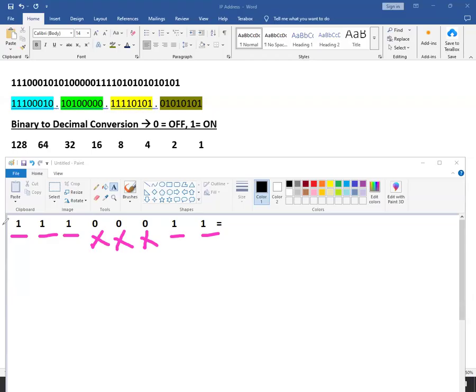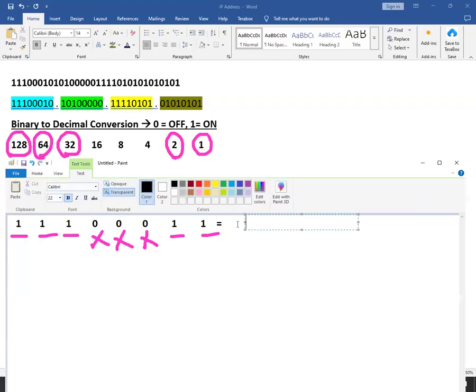Now you know what we have to do, friends. What is this bit value here? 128. What is this bit value here? 64. What is this bit value here? 32. What is this bit value here? 2. And this one is 1. So I'm just trying to add the bit values here. Now I need to say 128 plus 64 plus 32 plus 2 plus 1. So 128 plus 64 is 192. 192 plus 32 will be 224. 224 plus 2 will be 226 and 226 plus 1 will be 227.